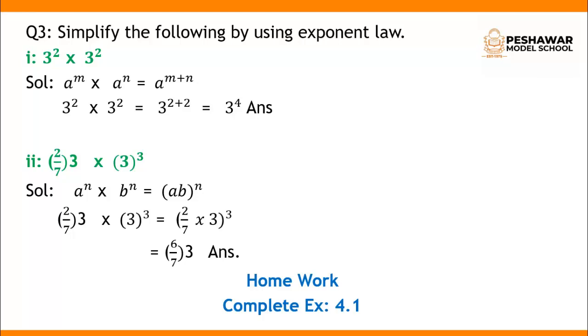Now come to the second question, 2 divided by 7 whole power 3 multiplied by 3 power 3. Now it is a product law, but in this question there are different bases and the same exponent. So we apply the second condition, a power n multiplied by b power n is equal to, we have to multiply these bases, ab whole power n. We put the values: 2 by 7 whole power 3 multiplied by 3 whole power 3, that is equal to, we have to do the multiplication, so 2 times 3 is 6, divided by 7, and their whole power is 3.